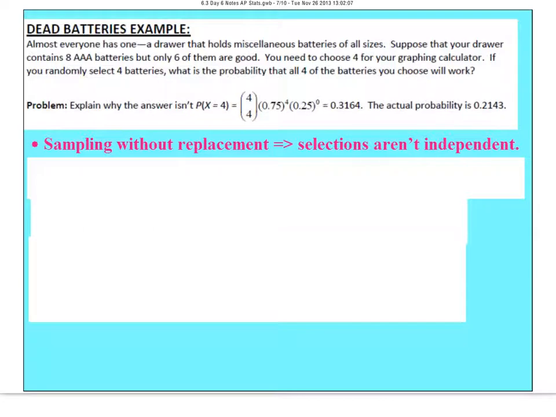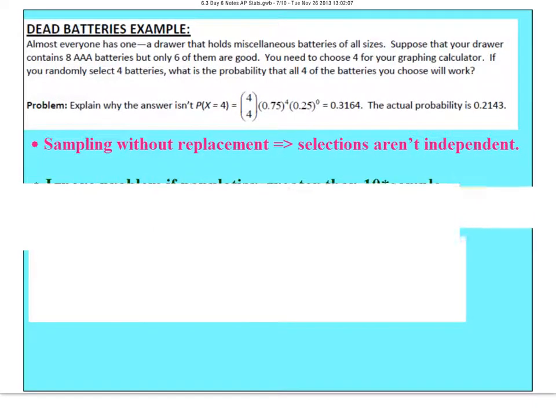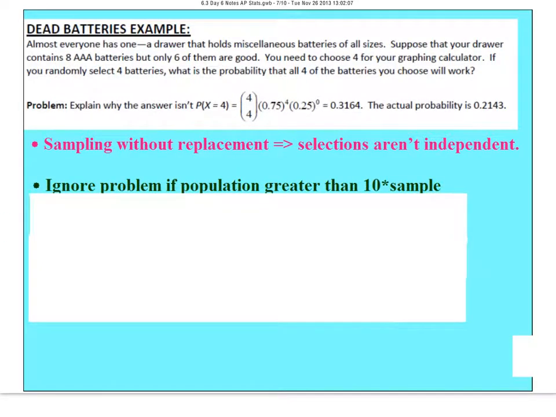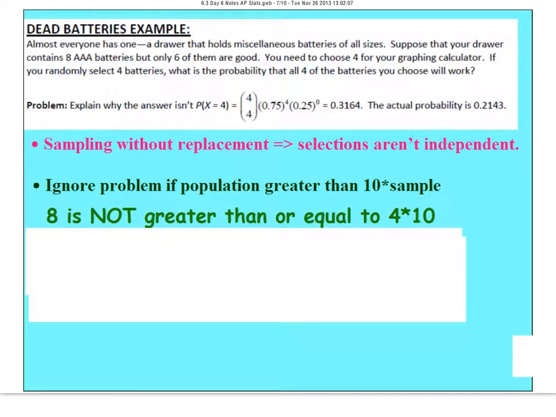So now, can you use binomial? You have to check that 10% condition. If you go back to the concept of the 10% condition, ignore the problem if the population is greater than 10 times the sample. Well, is it? My population is 8. My sample is 4, so is 8 greater than 4 times 10? Clearly, 8 is not greater than 40.